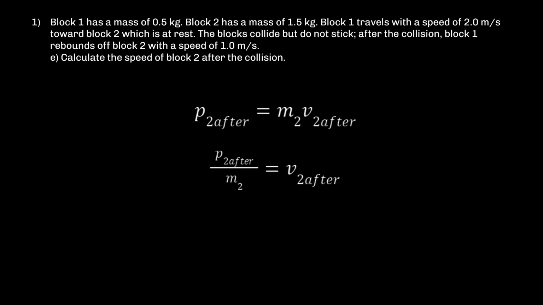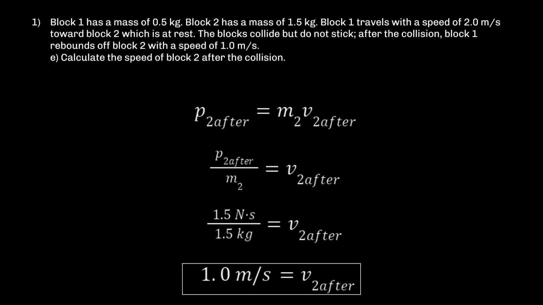Now I'm going to plug in my numbers. I know the momentum of block 2 after the collision was 1.5 newton seconds over the mass, which was 1.5 kilograms. 1.5 over 1.5 is going to give me 1, and those units end up becoming meters per second. So that's going to end up being my answer here for my speed after the collision. And again, with these numbers, it's not just enough to get the numbers. We're going to go ahead and test this on the next slide.